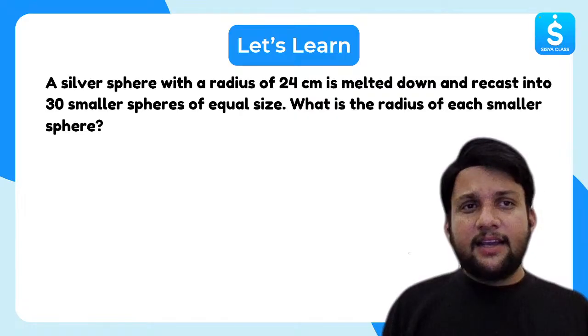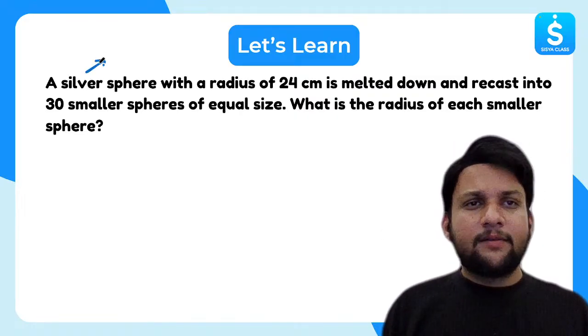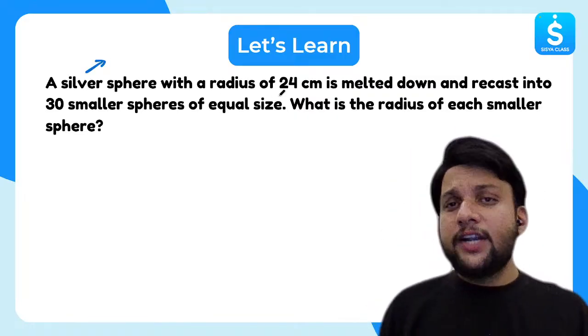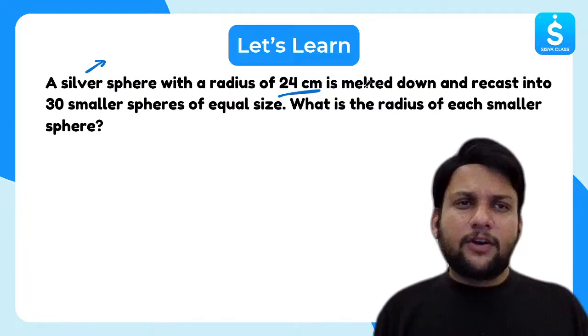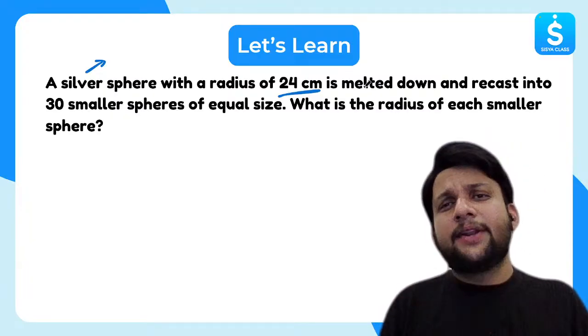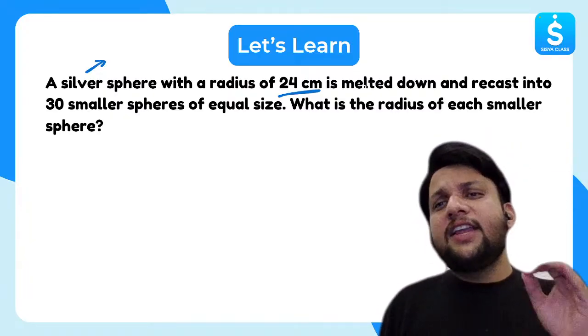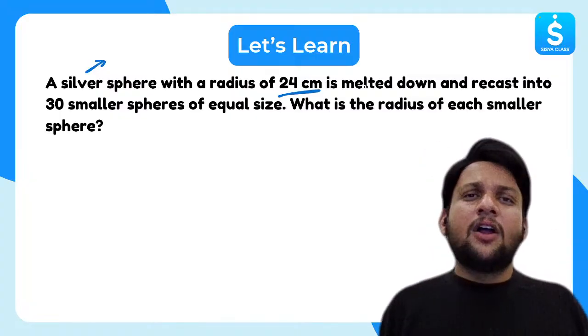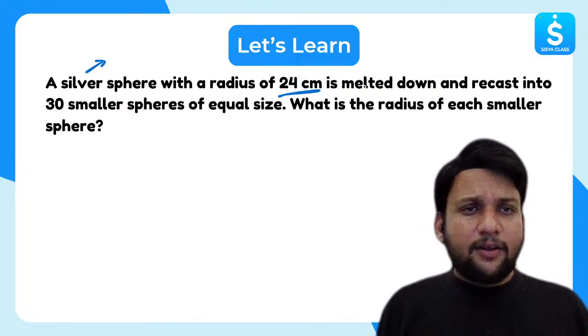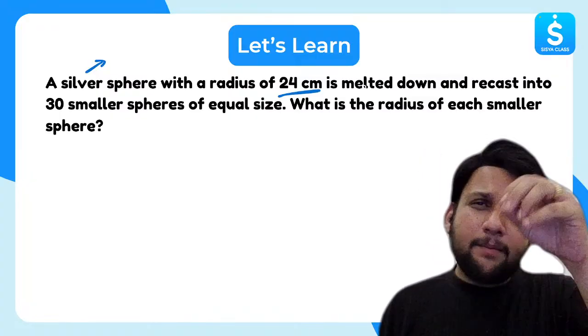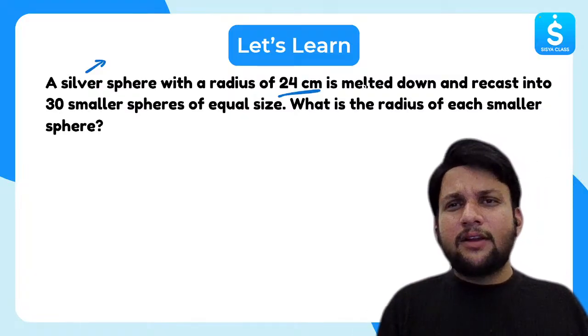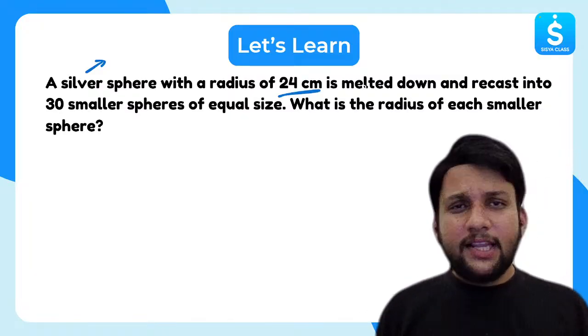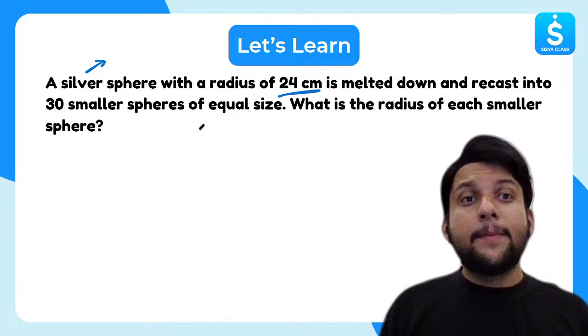Okay. Now let's see. A silver sphere. Oh my God, silver, expensive. A silver sphere with radius 24 centimeter is melted down. What we did, we took a silver sphere of 24 centimeter, we melted it down and recast it into 30 smaller spheres of equal size. We have to find the radius. Now, if I take one big sphere and melt it down, I've got some small spheres. How many? 30. We have to find the radius. But the volume remains the same.